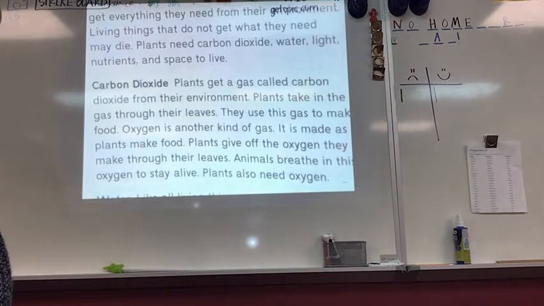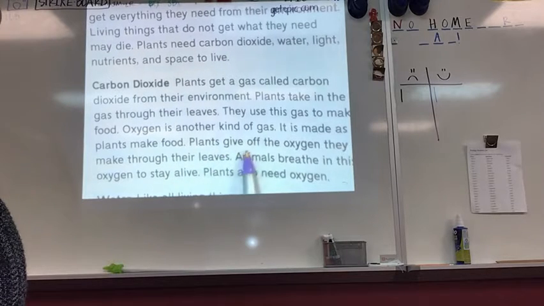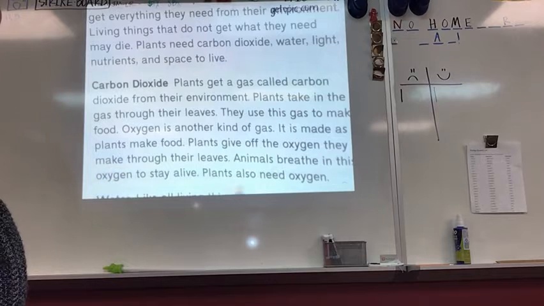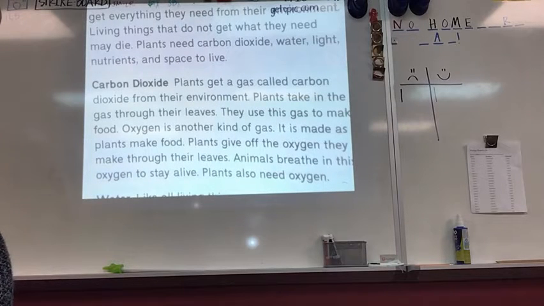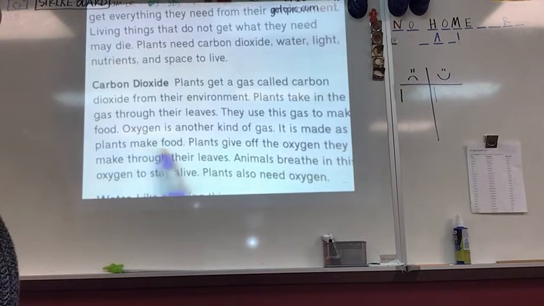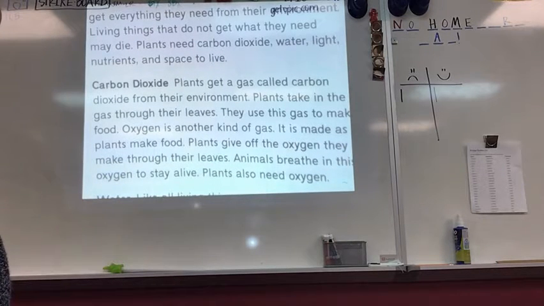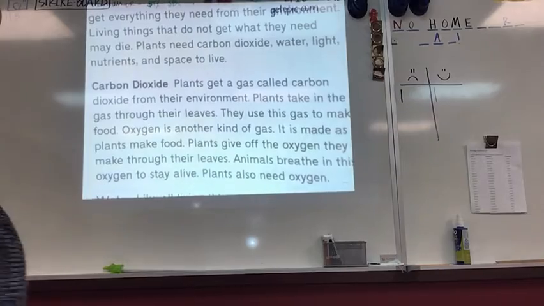Riley, what do you think? Plants make oxygen through their leaves. What do you guys think? Is that in here? Plants give off the oxygen they make through their leaves. Oh, it goes out through their leaves. How do they make the oxygen? Jade: They make the oxygen by food. Okay, so here's what happens.